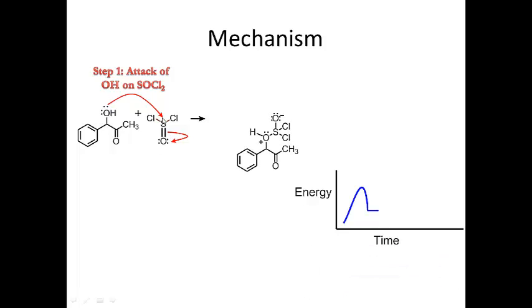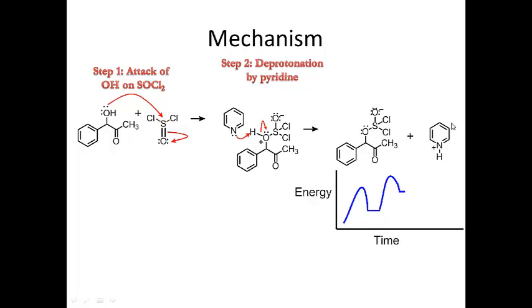Once the alcohol attacks thionyl chloride, I get this intermediate, where the oxygen from the alcohol has now formed a bond with the sulfur of thionyl chloride. Step 2, pyridine comes in to deprotonate. So here's pyridine. Pyridine comes in here, deprotonates this site, and let's look at what we get as a result. The pyridine simply deprotonated and got protonated, and now we still have this intermediate.